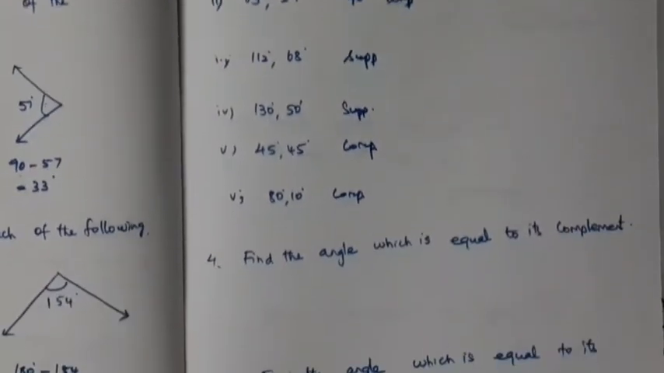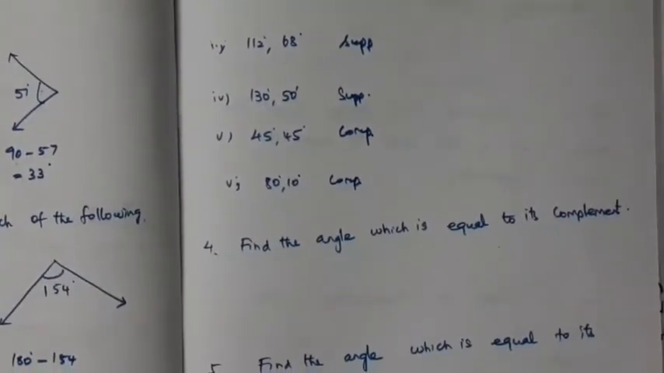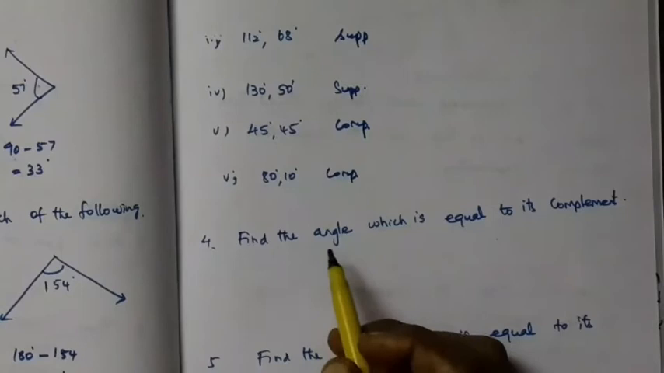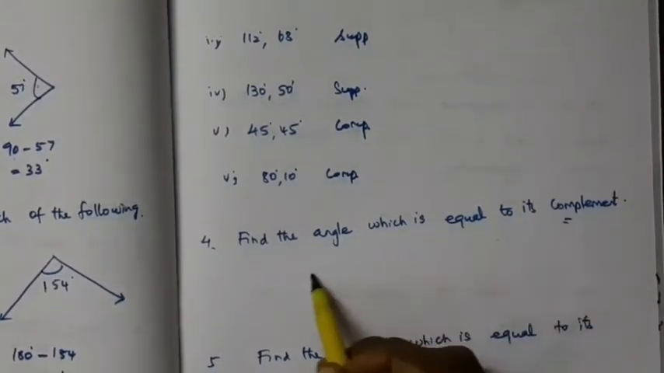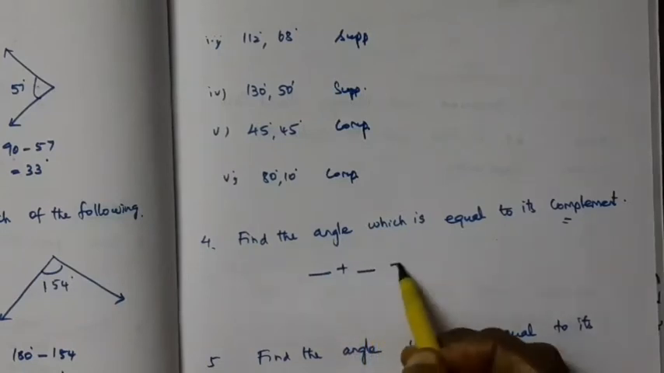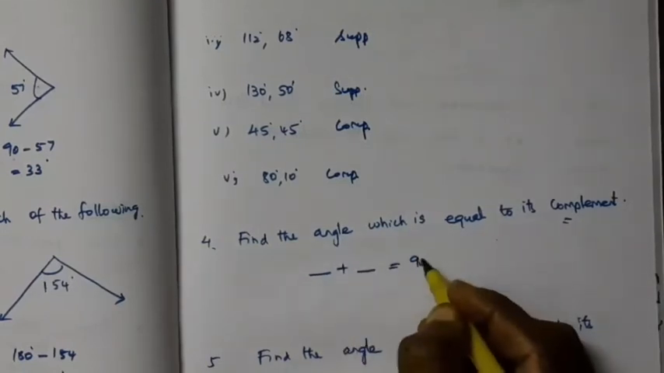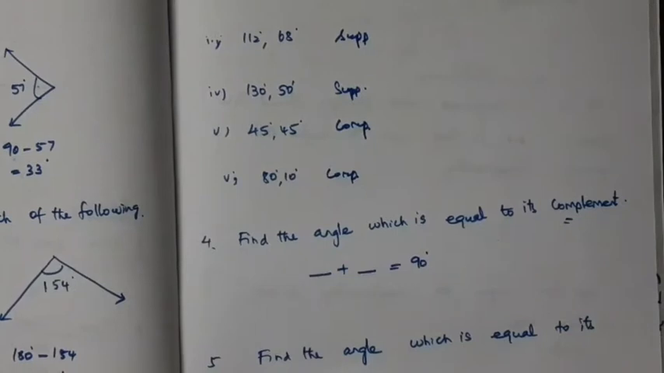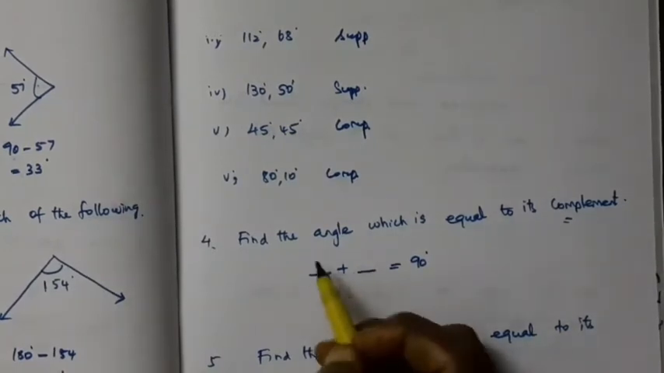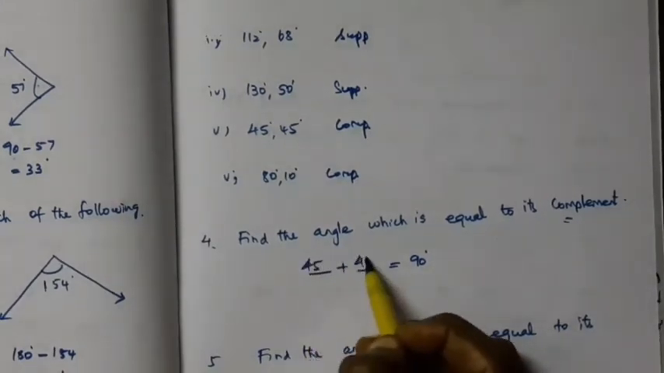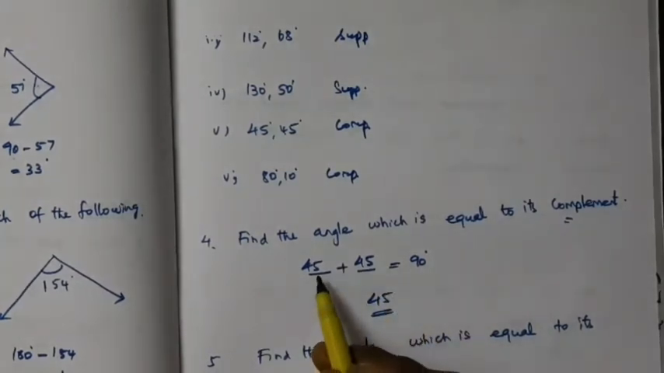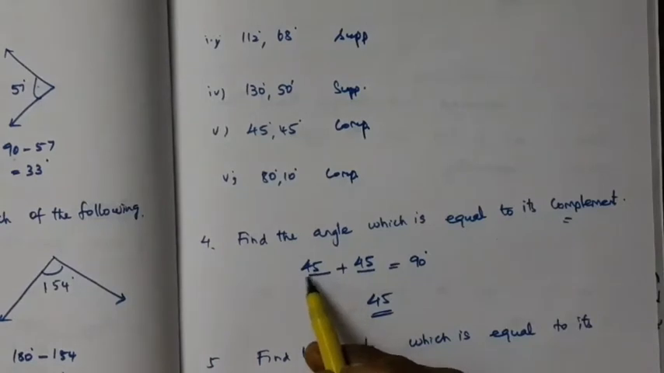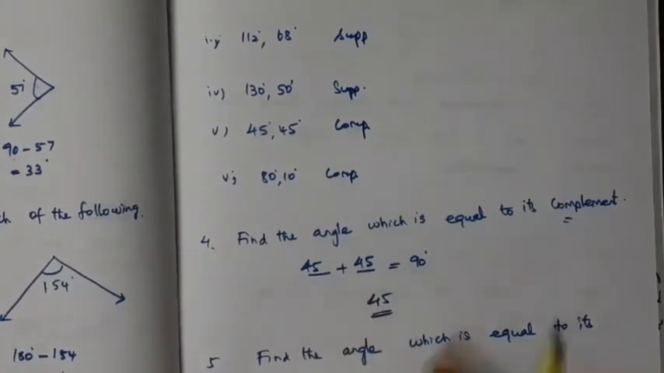Okay. Find the angle which is equal to its complement. What is complement? You should add two angles such that when you add two angles, the result is 90 degree. Now the question is, both the angles should be same. So it should be 45 plus 45. Okay, the answer is 45. So the complementary angle of 45 is again a 45.